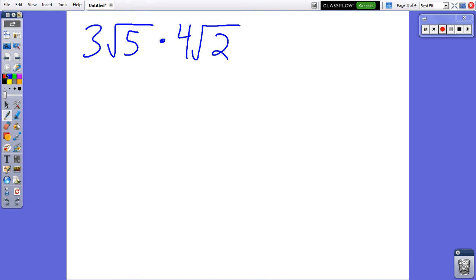When we have something outside the radicals as well, very simple rule for this. We multiply insides with insides, outsides with outsides, and never the two shall mix. So the outsides are 3 and 4, so we'll multiply 3 times 4, we get 12, that goes on the outside. Then we have a 5 and a 2 on the inside, and multiply those, we get 10. And that's it.